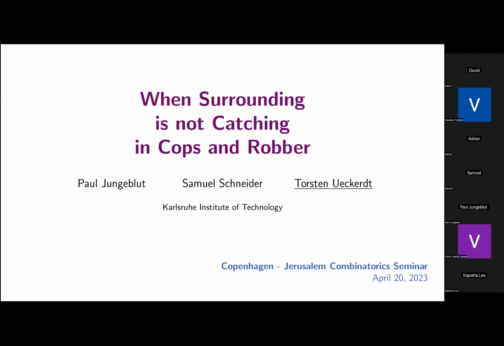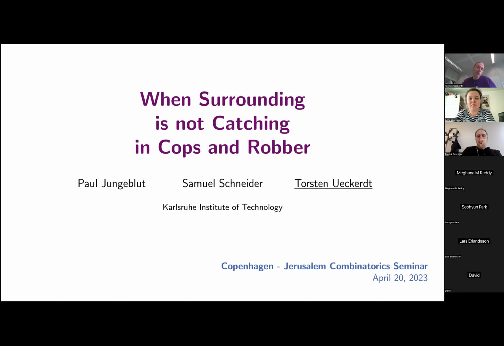I am not an expert in cops and robbers. I haven't been before. This is, I think, the first or second time that I do something about cops and robbers, but it's a fun game. And I like games, and it's a game on graphs, and I like graphs. So I thought it's a fun topic for a bachelor thesis, and then it just grew into a proper topic.